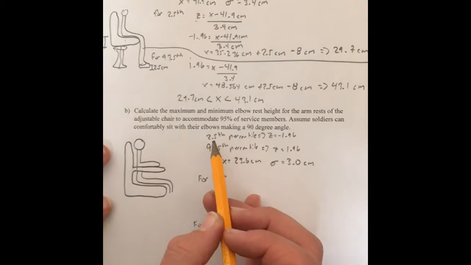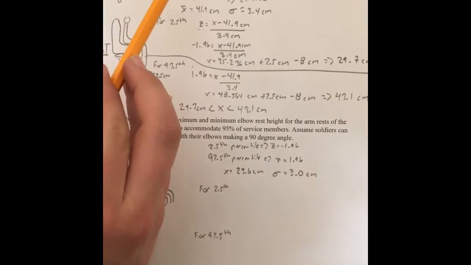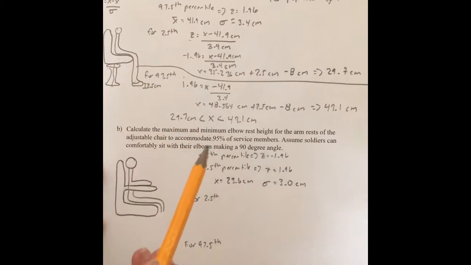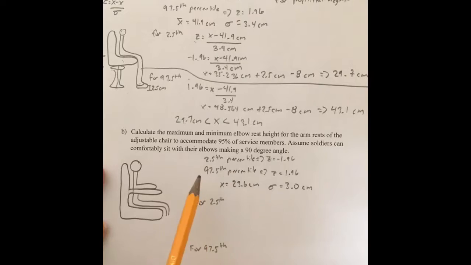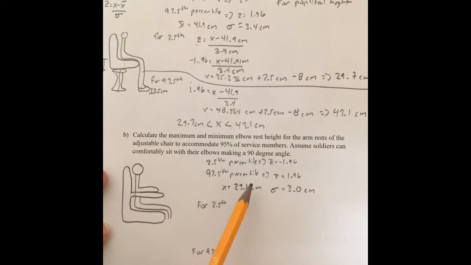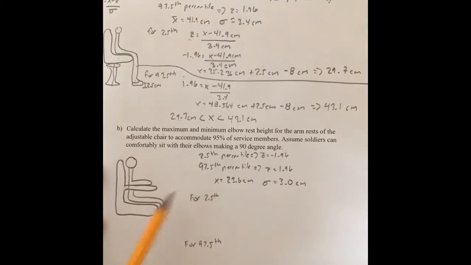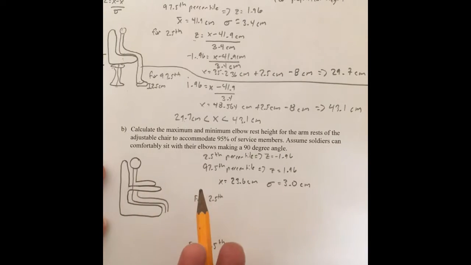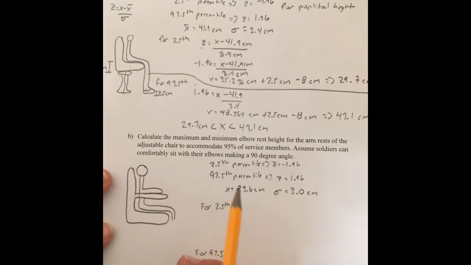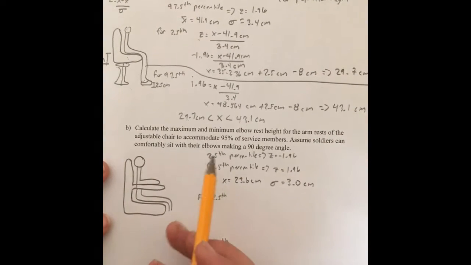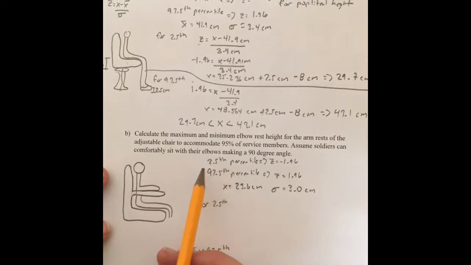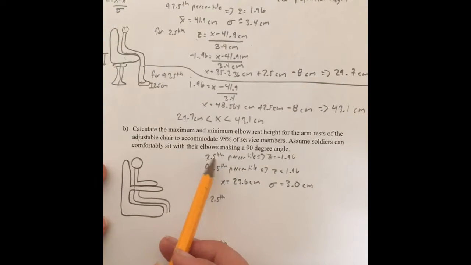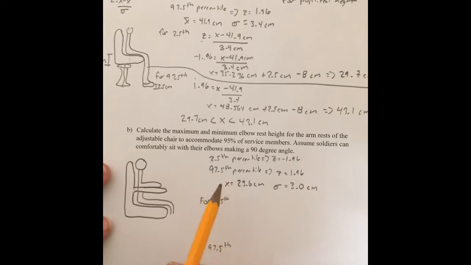So we know from the previous one that to accommodate 95% of users, we need to accommodate the 2.5th percentile and the 97.5th percentile, because that combined will accommodate the 95. Even though it's a little counterintuitive, you would think it would be 95 and 5. That would only accommodate 90%. So to accommodate 95%, you have to do the 2.5th and the 97.5th.